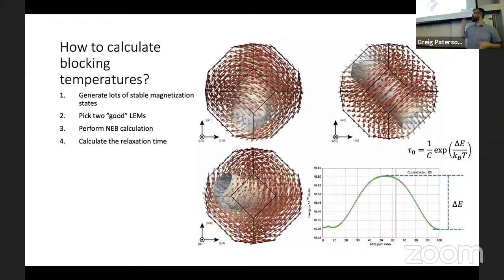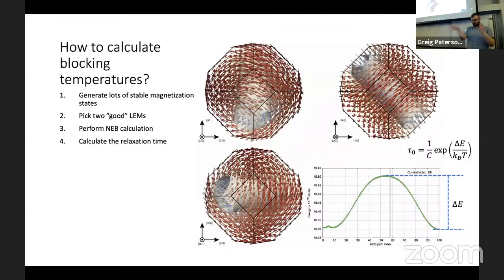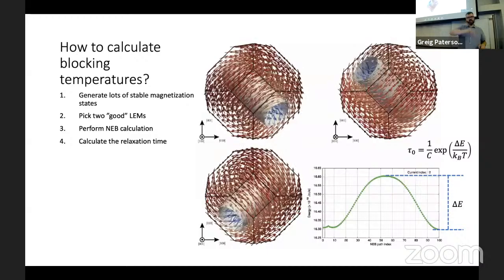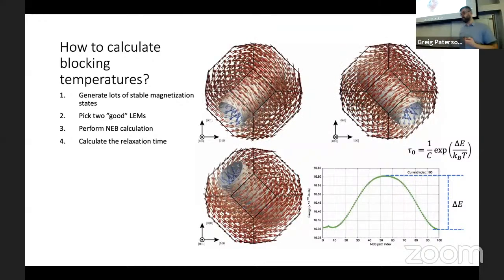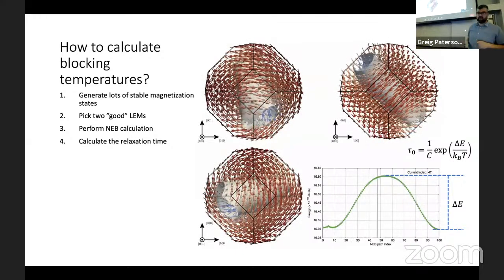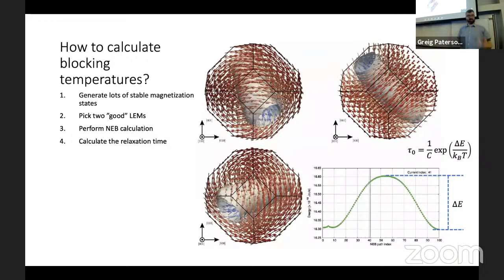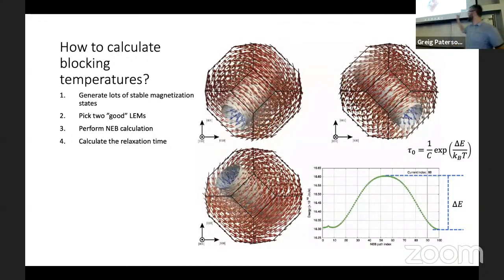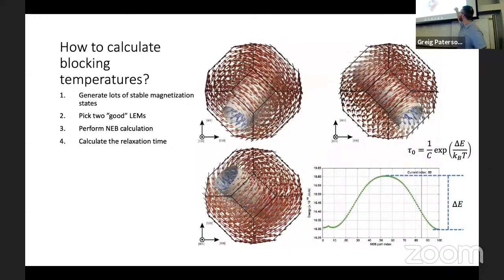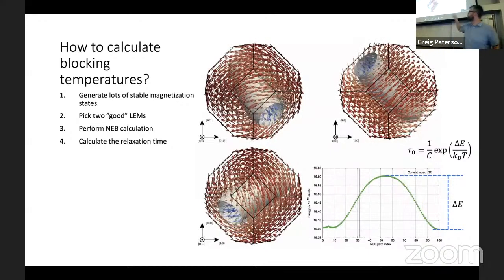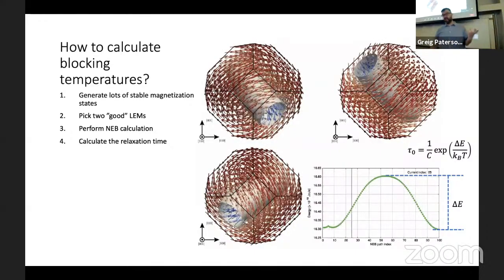What we can do is take any particular grain, seed it with a bunch of initial random guesses, and then try to pick out all of the different domain structures that that grain can support. Then we calculate what the energy transition is between each of those states. If we know what that energy transition is, we can just use this equation to calculate the relaxation time. And if we know the relaxation times, we can then calculate the blocking temperatures for each of these grains. What you see here is a very simple grain with a vortex domain structure, showing the energy barrier and the intermediate energy structures from one LEM state to another LEM state. Then we get the delta E, the size of the barrier, and we just pop it into that equation and get the relaxation time.